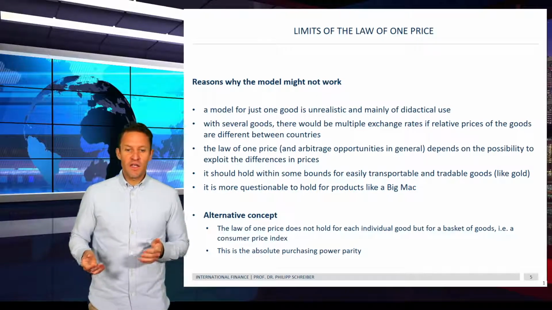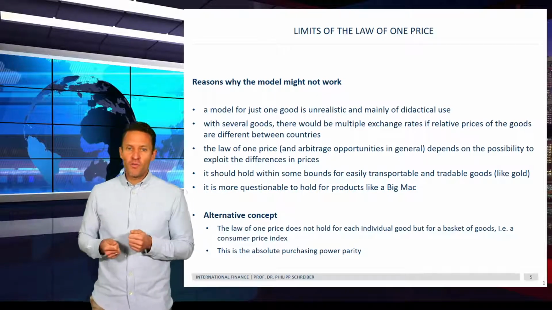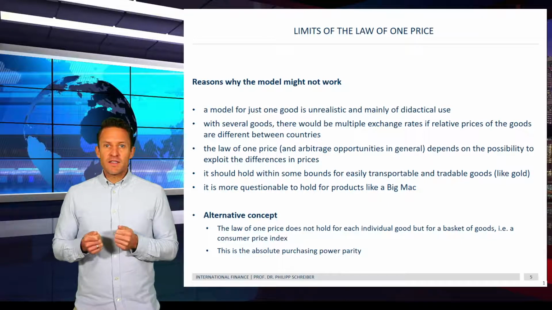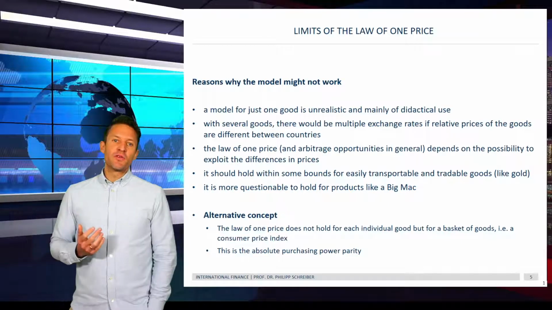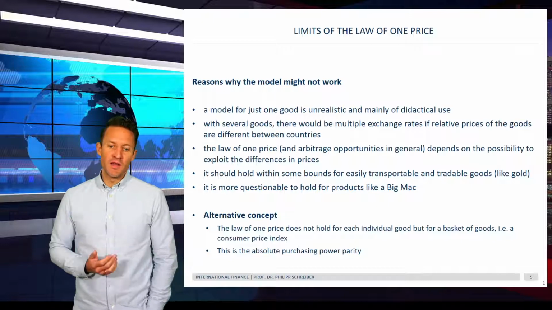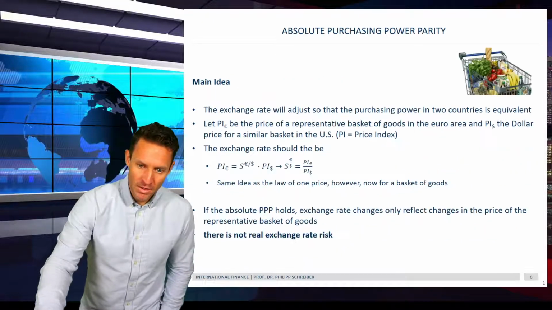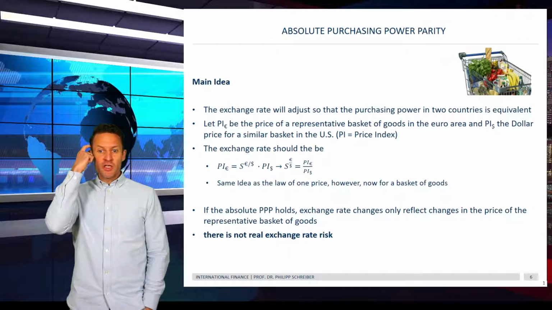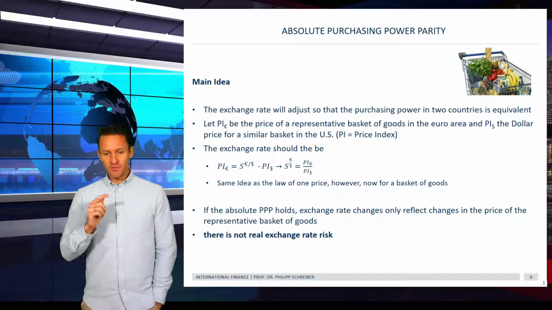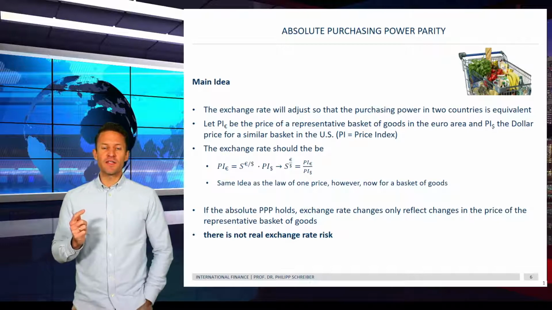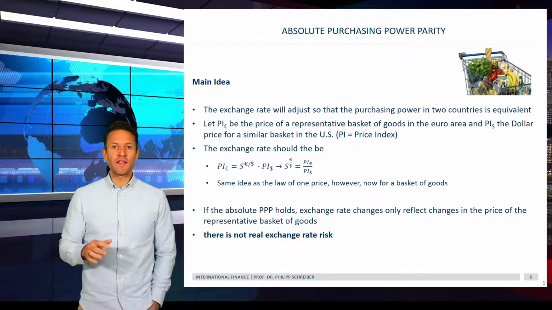And the alternative idea is, okay, let's apply the law of one price, but let's apply it to a whole basket of goods. And this is called the absolute purchasing power parity, PPP. So absolute purchasing power parity has exactly the same idea as the law of one price. The only thing that is different is we now look at a whole basket of goods.